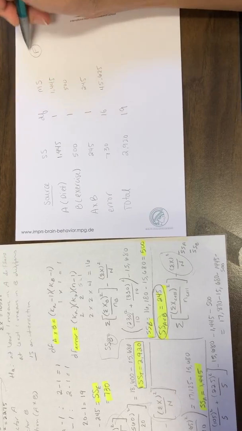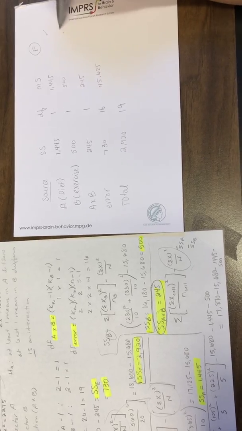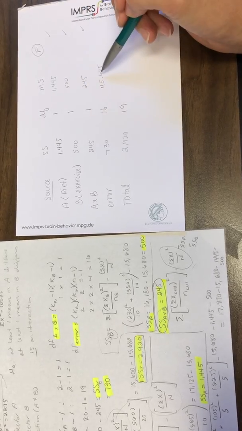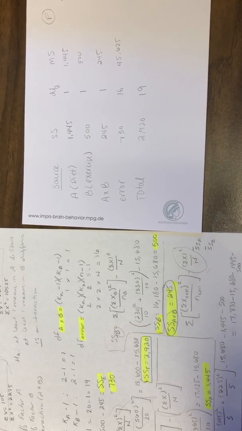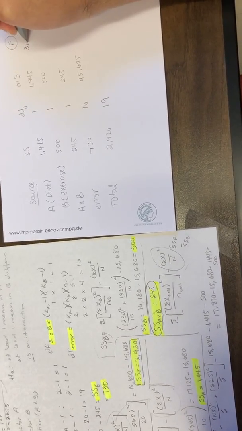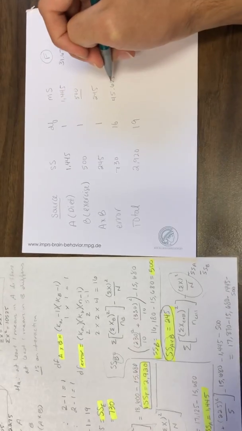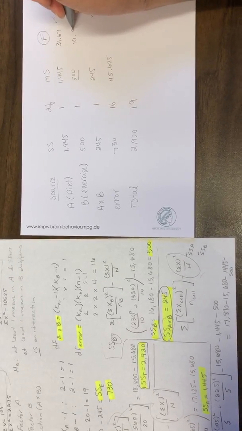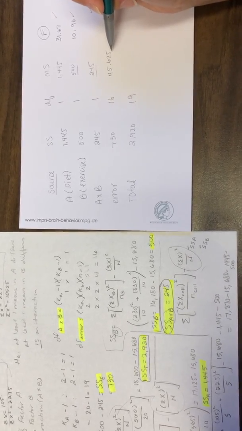Now, for our F value, we're actually going to have 3 F values. You're going to have an F value for A, an F value for B, and an F value for the interaction. So we have 1445 divided by 45.625, and this will give us a value of 31.67. For factor B, you take 500 divided by 45.625, and you're going to get a value of 10.96. Here, 245 divided by 45.625 is going to give you a value of 5.37.